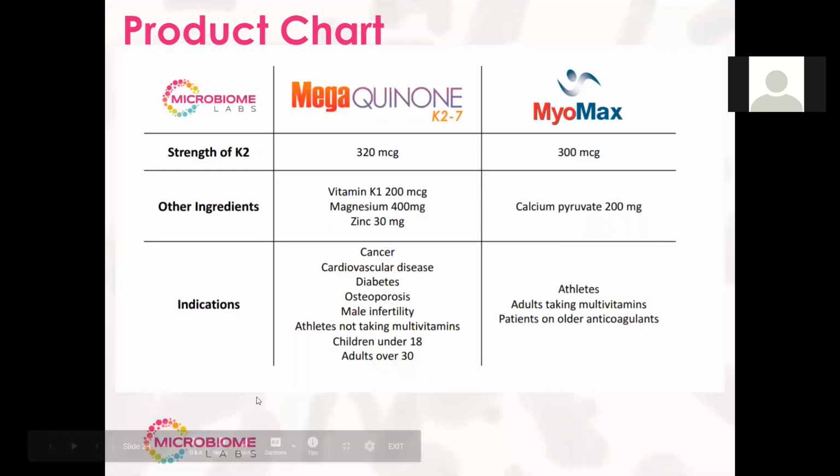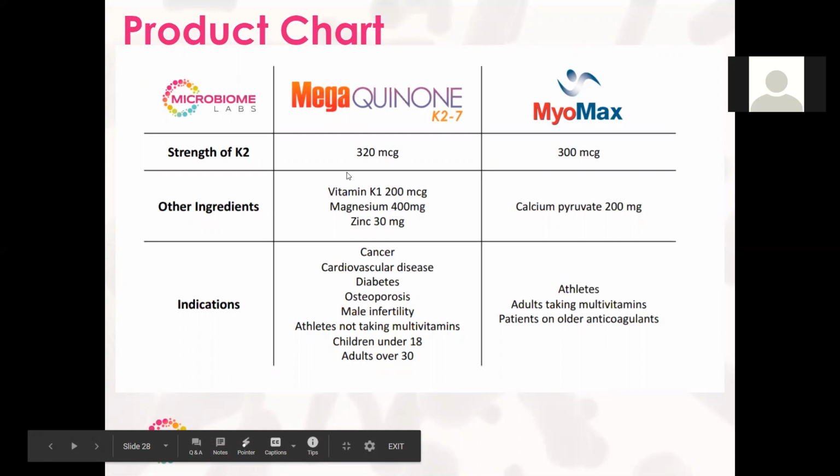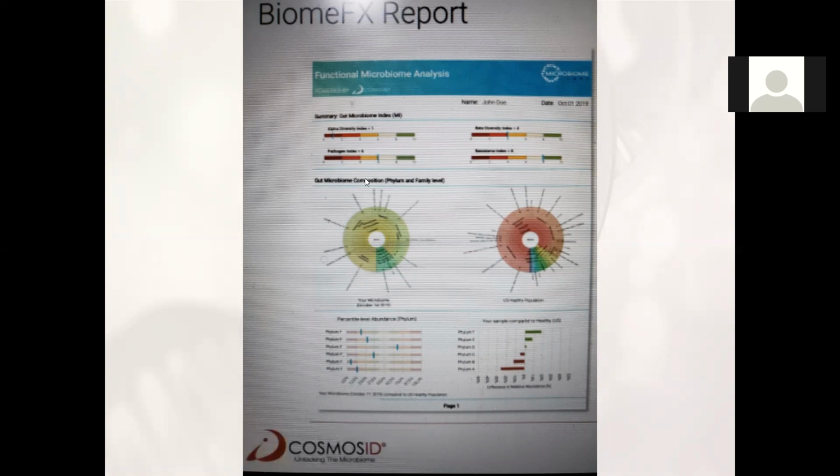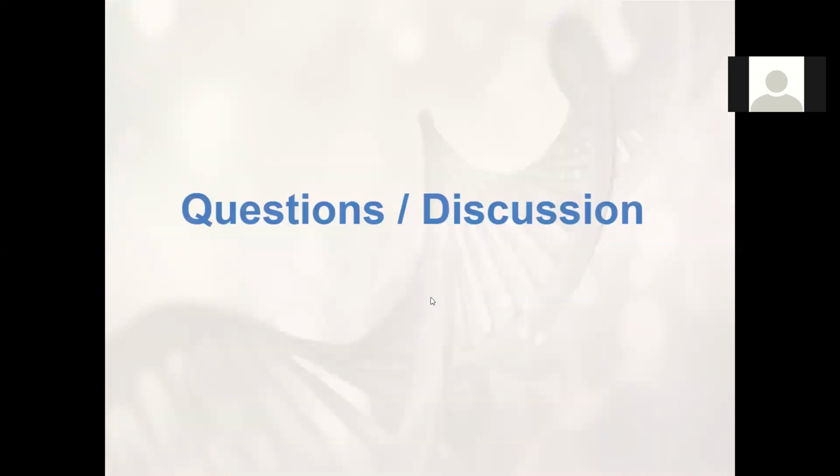Here is the comparison between the two. The megaquinone is a formula designed for maximal absorption, but if you already have individuals on multiple vitamins and other products, it's recommended to use MMax so that you're not duplicating some of these minerals. And then finally, you would repeat the stool test and be able to see how well the products performed in a post-test study. So that concludes the presentation part.